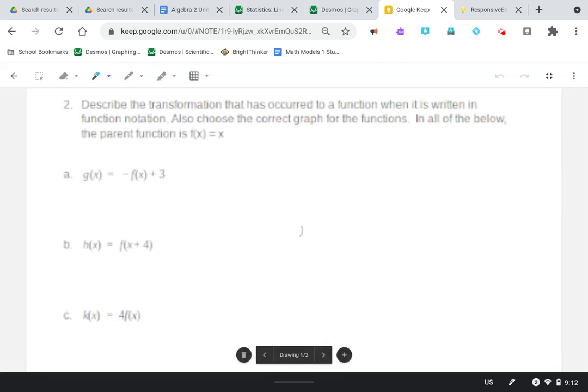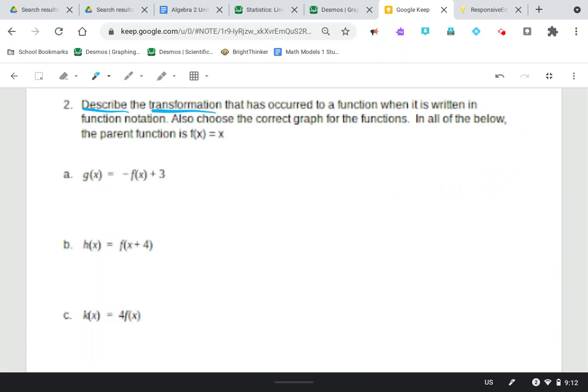Then we have this information about transformations. We covered this pretty in depth in the unit, but just as some examples here, if I was looking at these and they want us to describe the transformation. In some cases there'll be one, in some cases there'll be more than one. In fact, in the first problem, it's asking what is the transformation that's occurred when these things have been done to the original function, right? f(x) is the original. So here we see there's a negative and there's a plus 3.